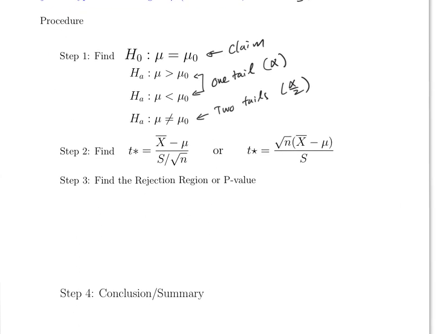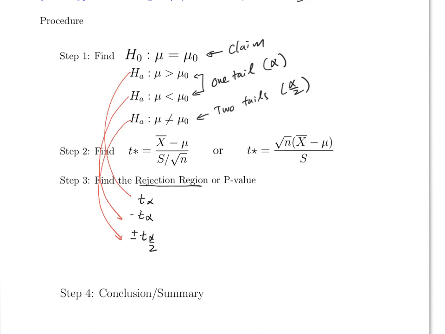So the rejection region is going to be now either t of alpha, minus t of alpha, or plus or minus t of alpha over 2 if it is two tails. Remember, this will go with this, will go with this, will go with this. We still haven't done an example that is two tails, but we will soon.